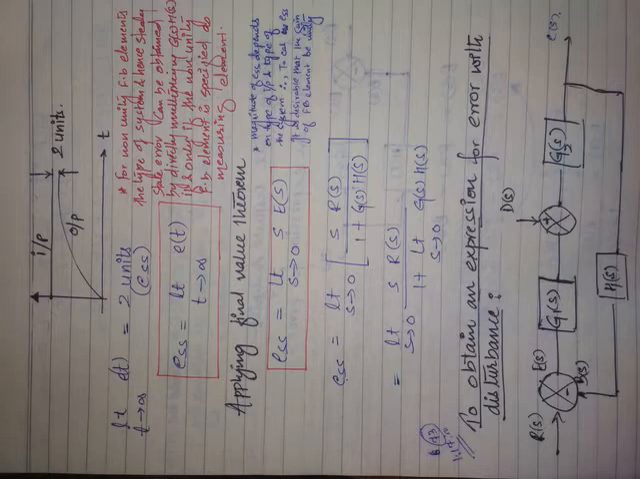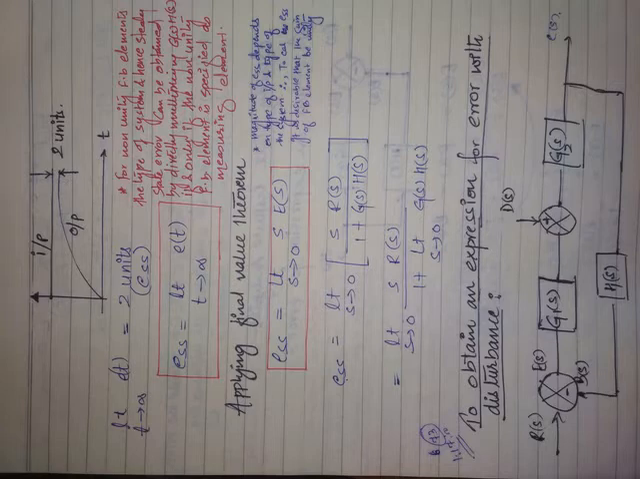Steady state error. When you place a controller or a compensator in the forward path, the signal here is called the steady state error. The definition of steady state error is the difference between input and output. What is the definition of steady state error? It is the difference between input and output.